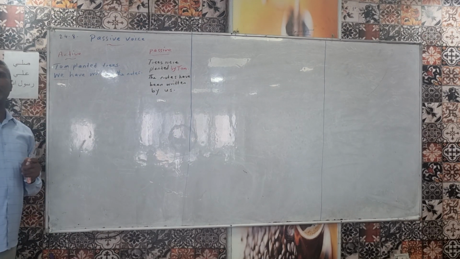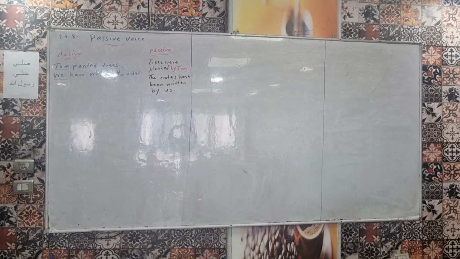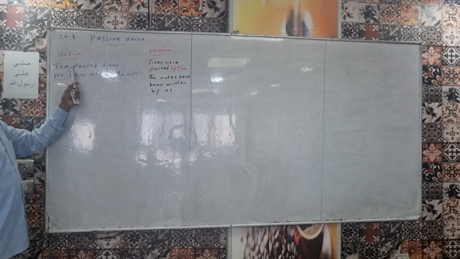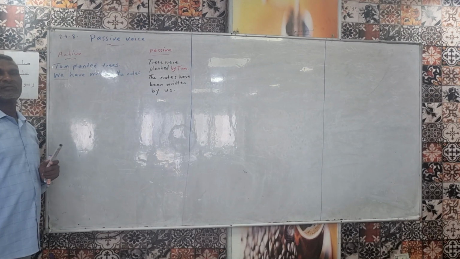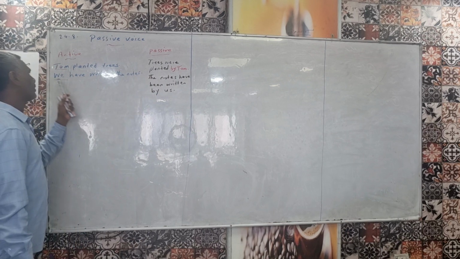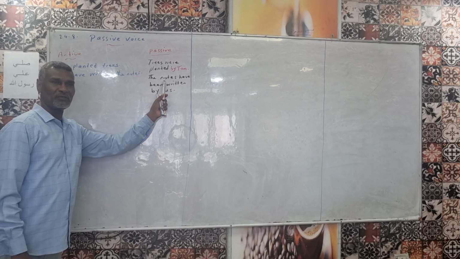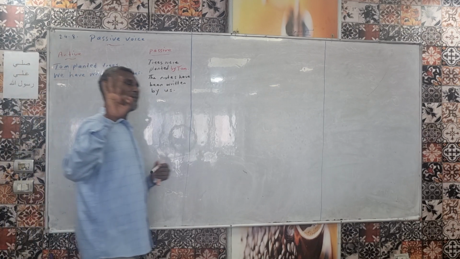The third thing: we put the active object in the beginning of the passive sentence. We always begin with the object of the active tense. Tom planted trees. The object here is trees, so we begin with trees. We have written the notes. The object is notes, so we begin with notes.